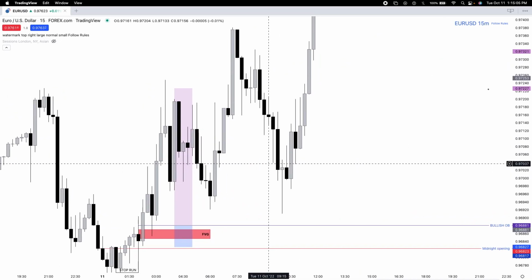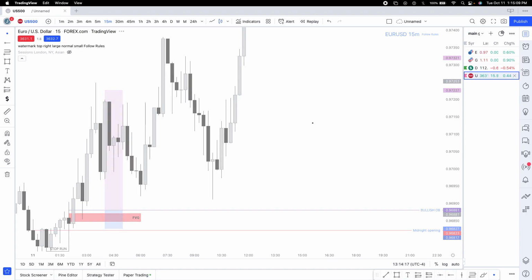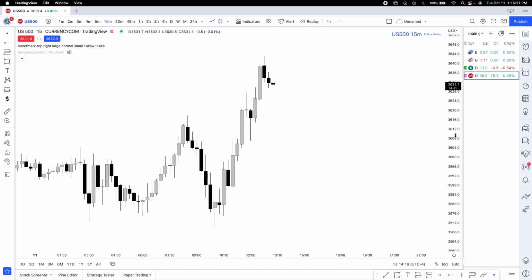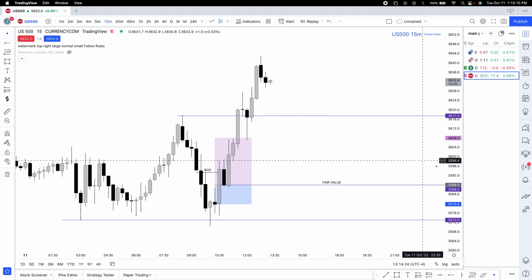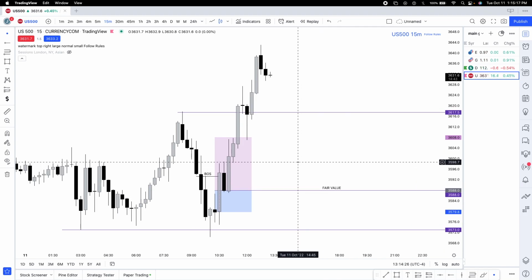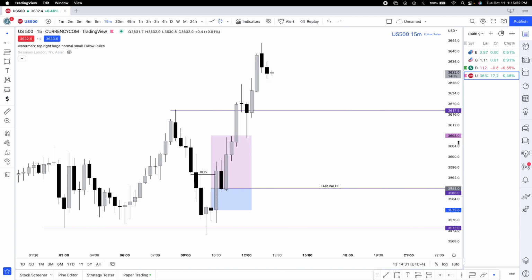Now let's go to my next setup that I took on SPX. As you can see here on the screen, screenshot right here that I took this setup. So SPX right here, US 500, I used this. Now this setup, guys, it took a lot of patience for me. So I'm very proud of myself once again on this setup also.